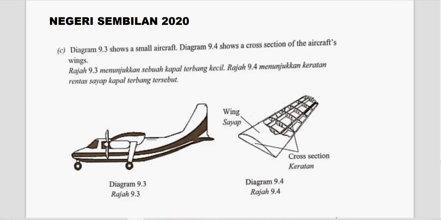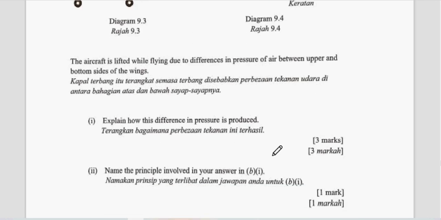Continue. We look at this Negeri Sembilan 2020, also giving you a small aircraft. You can see there is an aeroplane, with wings, and you can see the aerofoil shape. So first question, the aircraft is lifted while flying due to difference in pressure of A between upper and bottom side of the wing. So explain how difference in pressure is produced. This one is already discussed. Make sure you can answer this if it comes out. And then name the principle involved, also discussed already. So this is Bernoulli's principle.